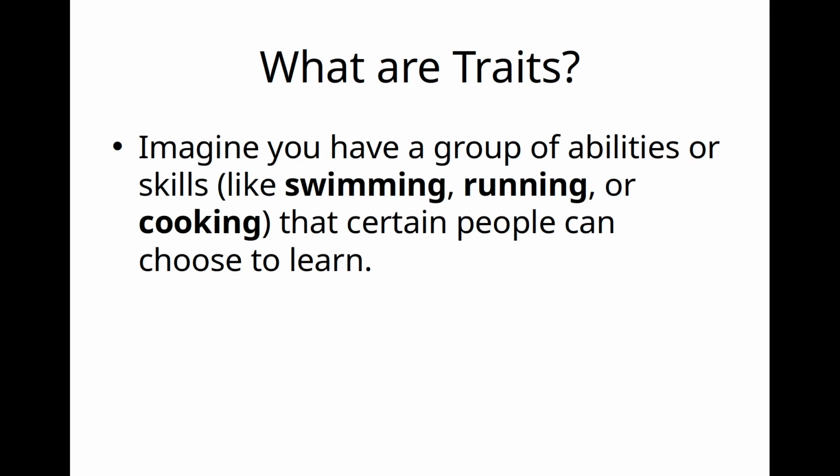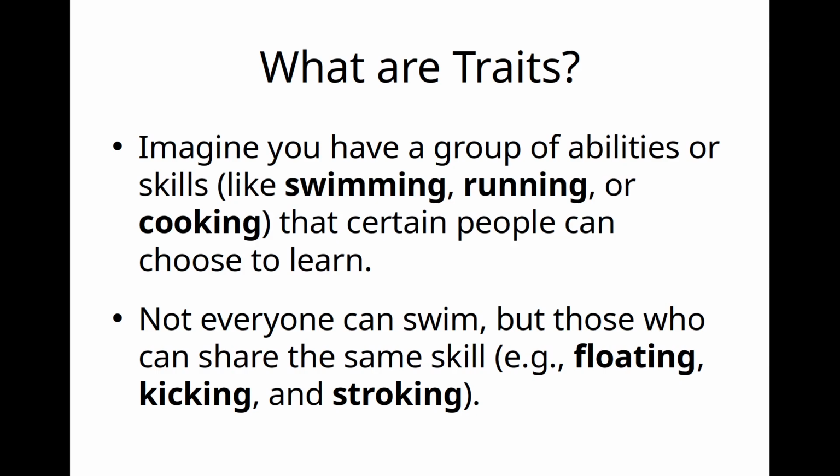So let's imagine that you have a group of abilities like swimming or running or cooking that people can choose to learn. But not everyone can swim. Those who can swim can do floating, kicking, backstroking or stroking. So those who can swim can do different things. Swimming is a skill, but even within swimming, people can choose to have different types of swimming. You get what I mean?